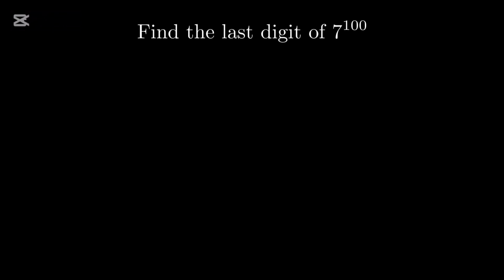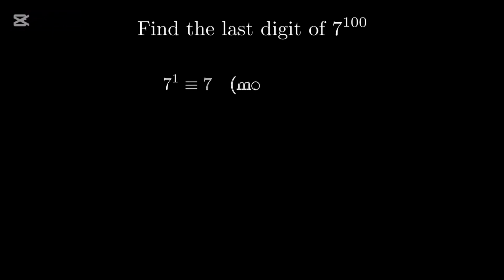Now here's the question: find the last digit of 7 raised to the power of 100. We start writing 7 raised to the power of 1, 7 raised to the power of 2, 7 raised to the power of 3, 7 raised to the power of 4, up to the power of 100. So how are you going to solve that? Now let's do it one after the other.